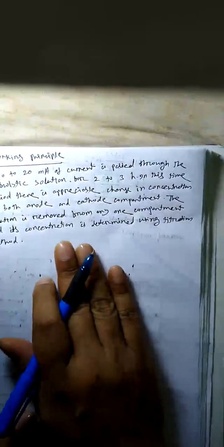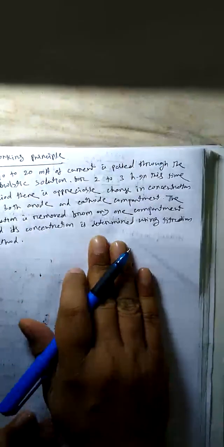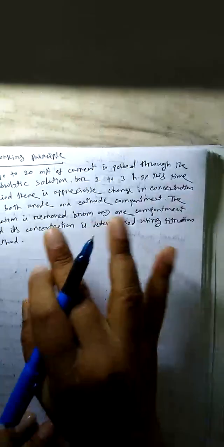Using the titration method you determine the concentration of any one of the compartments, either anode or cathode, because the transport number of cation plus the transport number of anion is equal to 1. If you know one, then you can find out the other. So there is no need to find out the concentration of both compartments.